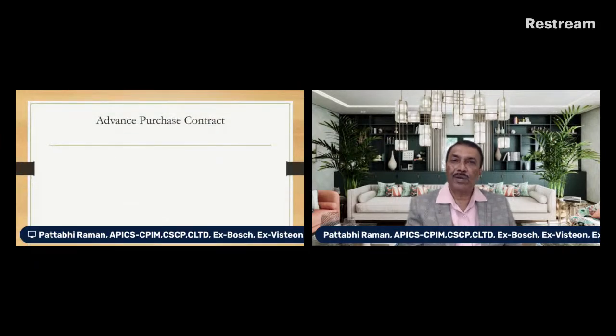There is one more contract called advance purchase contract. Here it's a slightly different form compared to the previous version. Yes, the supplier charges a special price, meaning a lower price, before building the capacity. Possibly here the supplier is trying to build his capacity.